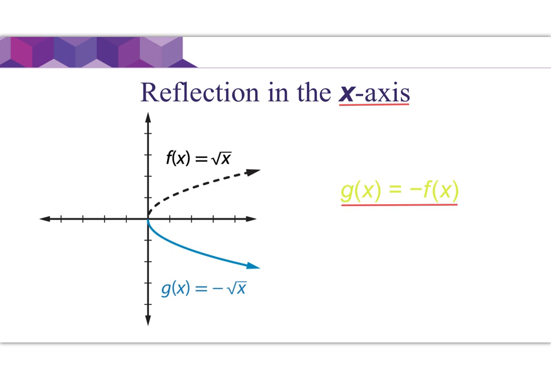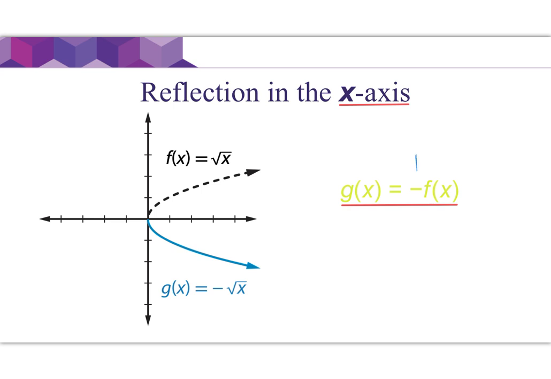So now we move to reflections. Reflections are really exactly what it sounds like. We should know this term from geometry. It just flips it across an axis. And so the first one we're going to look at is reflection across the x-axis. And this is done with negatives.